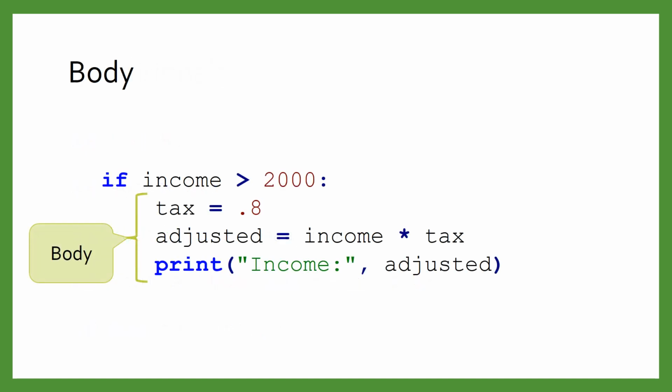The body of an if statement is a sequence of one or more statements. This body must be indented with 4 spaces. Anything indented below the if keyword is said to be inside the if statement. These indented statements will be executed if the conditional evaluated to true. Otherwise, Python will skip right over them.